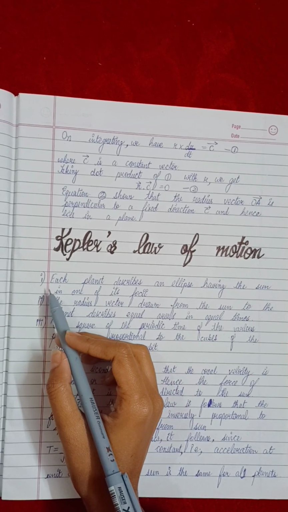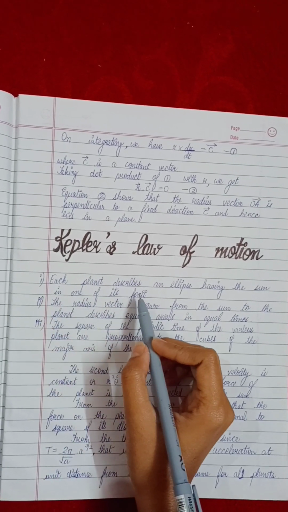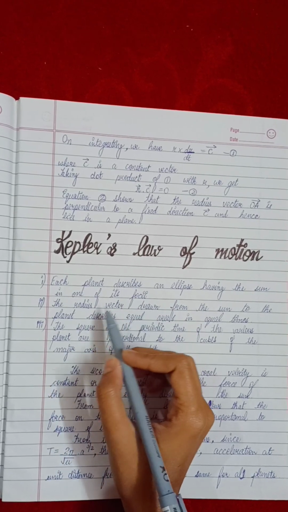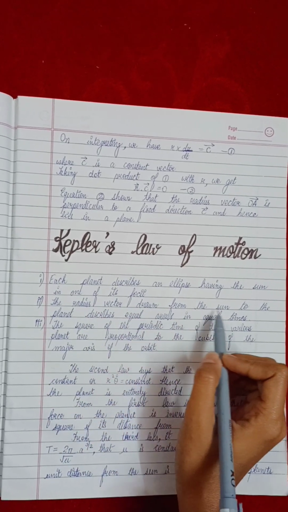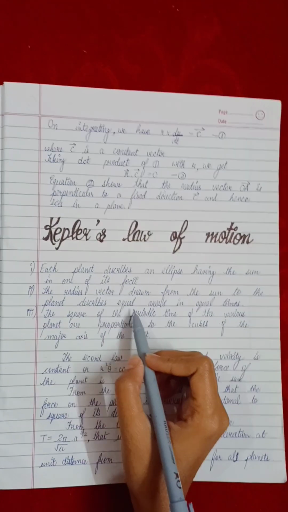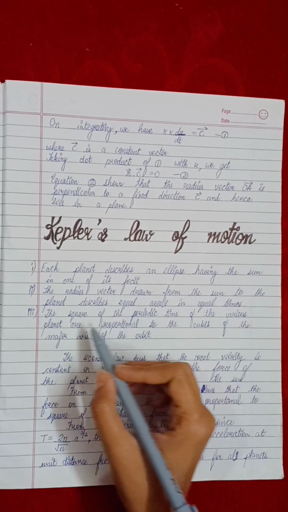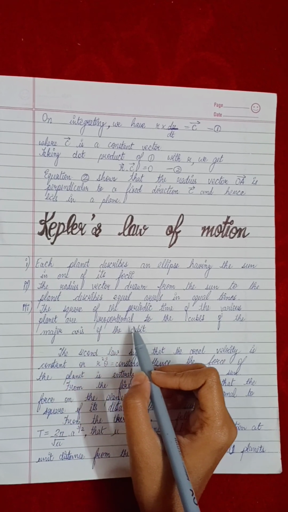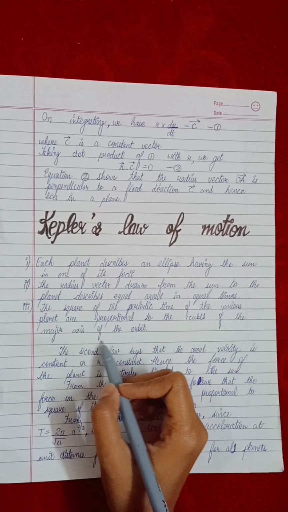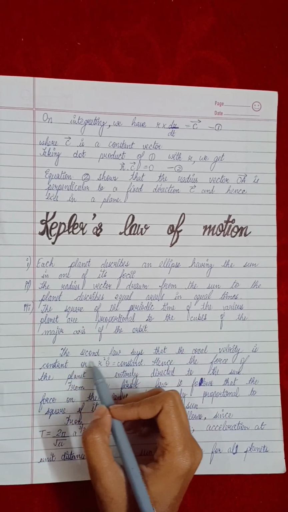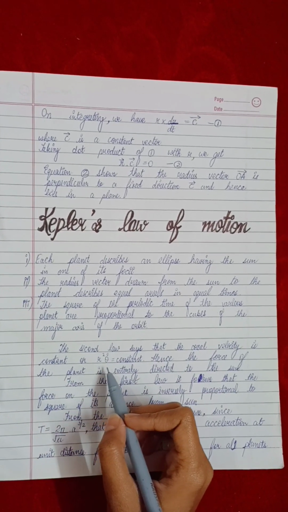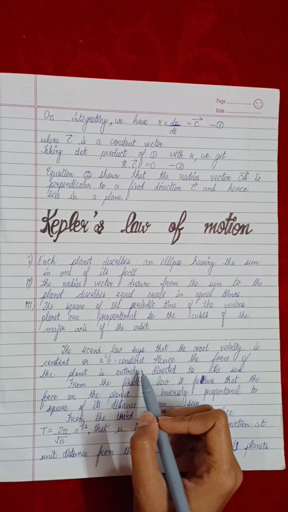The first law states that each planet describes an ellipse having the sun in one of its foci. The second law states that the radius vector drawn from the sun to the planet describes equal areas in equal times. The third law states that the squares of the periodic times of the various planets are proportional to the cubes of the major axes of the orbits. The second law says that the areal velocity is constant, or r² theta dot = constant.